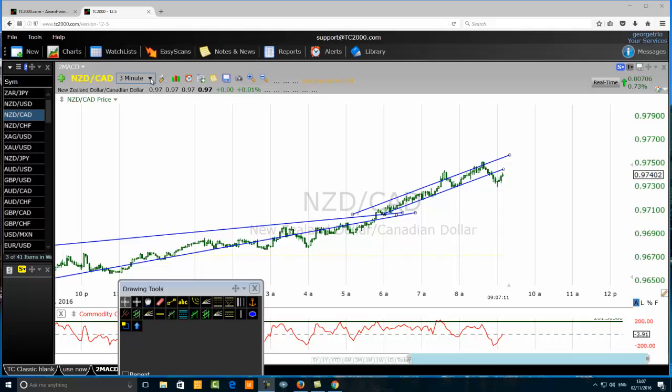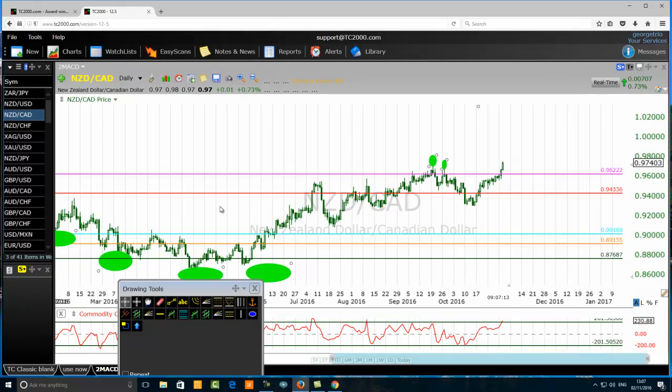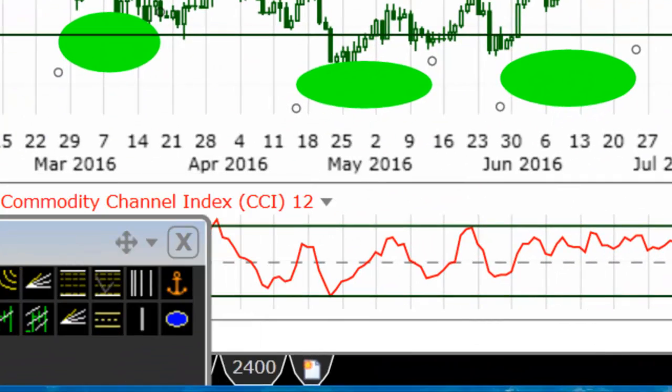So what's happening? I'm going to go now to the daily chart very fast so you can see that the CCI period 12 is now above the level of 200. That's what we are looking for. When a CCI period 12 is above the level of 200, my friend, is a bearish trading setup. I did not say a bearish signal. I say a bearish trading setup.